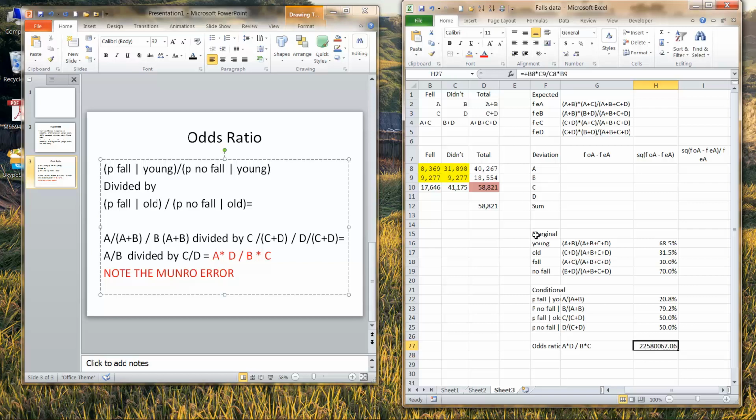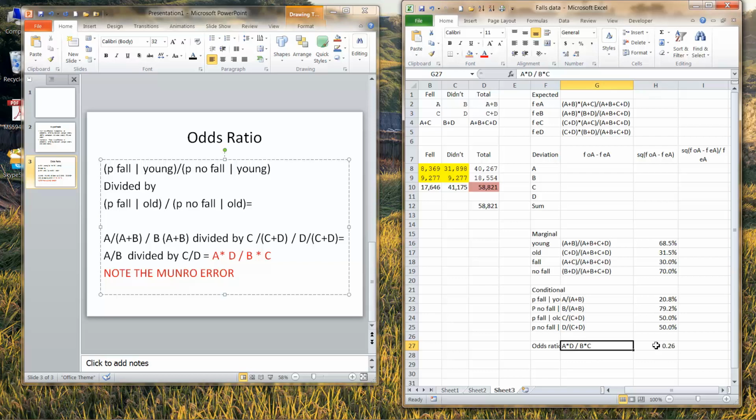I'm sorry, did some of that wrong. A times d divided by b times c, and our odds ratio here is 0.26. So that's the odds of falling given young over the odds of falling given old.